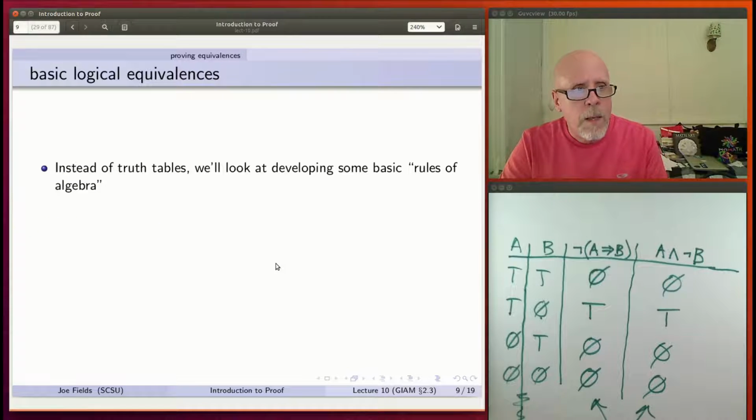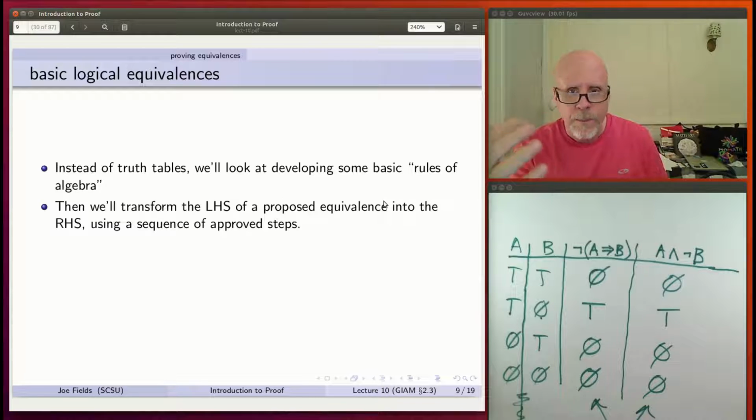Well, we're going to develop some basic rules of algebra. And those rules are actually known as the basic logical equivalences, I'd say. We'll use them in the following way. Like I said before, I'll usually go from the more complicated side of an equivalence to the less complicated, but it could go the other way.